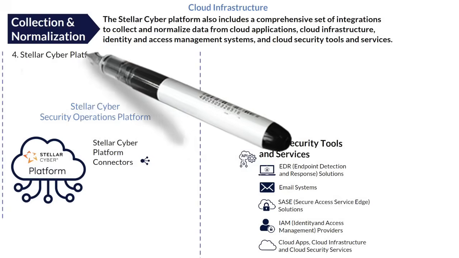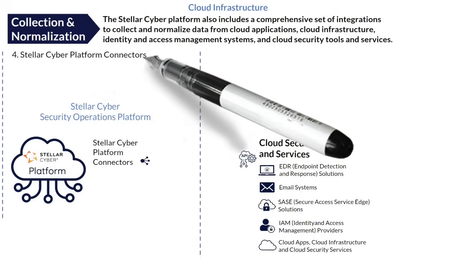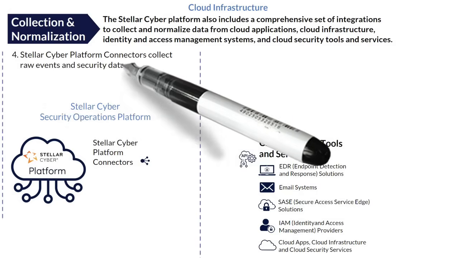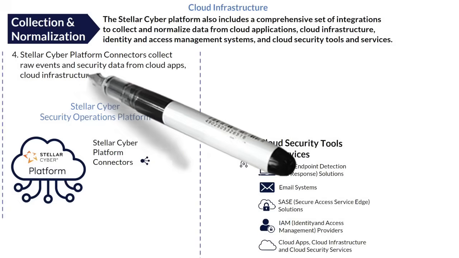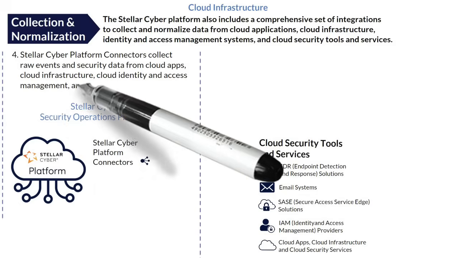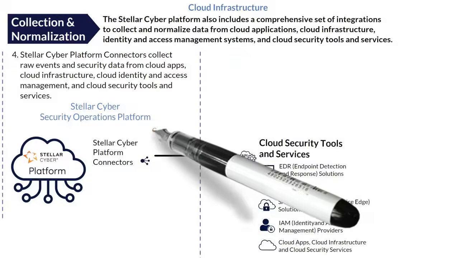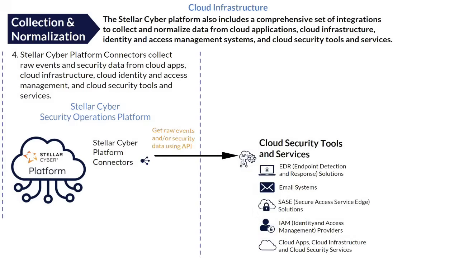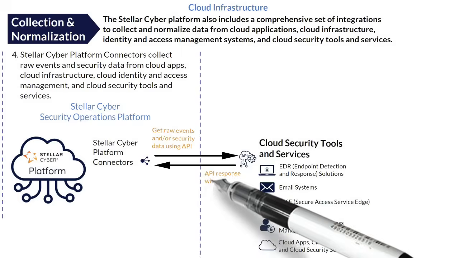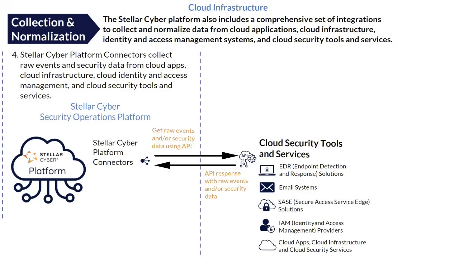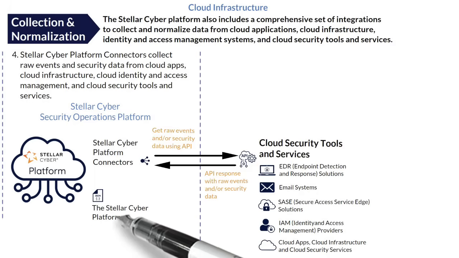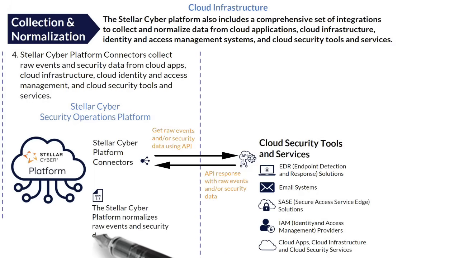Security Services. Stellar Cyber Platform connectors collect raw events and security data from cloud applications, cloud infrastructure, identity and access management providers, and a variety of cloud security tools and services. In this example, the Stellar Cyber Platform connectors use APIs to request and collect raw events and security data directly from cloud security tools and services. After the response is received, the Stellar Cyber Platform normalizes the collected raw events and security data into JSON interflow records for secure processing.